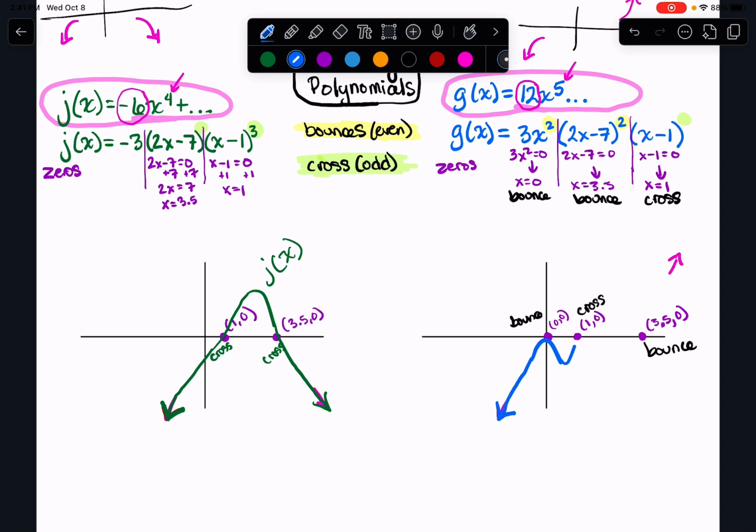So I'm going to go up, and then instead of bouncing off, I'm going to go touch that x-intercept, and I'm going to cross the x-axis. Like that. And then finally, I'm going to return to my third x-intercept. This one is a bounce, which means I'm going to touch it and turn around. And then that should bring me to the end of my end behavior where I already knew it was going to go. And this is my sketch of g of x.